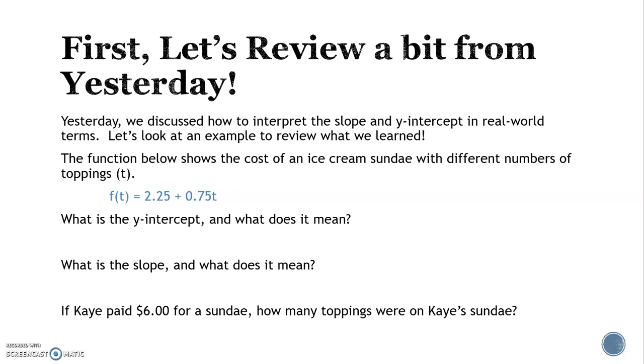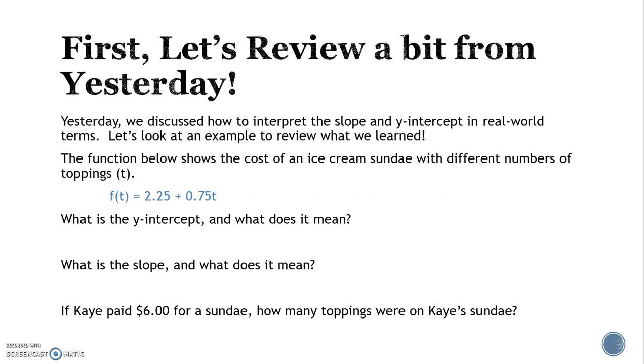So, let's imagine that we're given a function. This function is on the screen and it shows the cost of an ice cream sundae with different numbers of toppings. And so that function is f of t, t is the toppings, is equal to 2.25 plus 0.75 times t. What is the y-intercept and what would it mean?